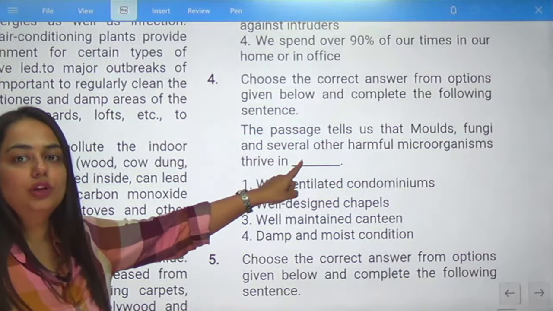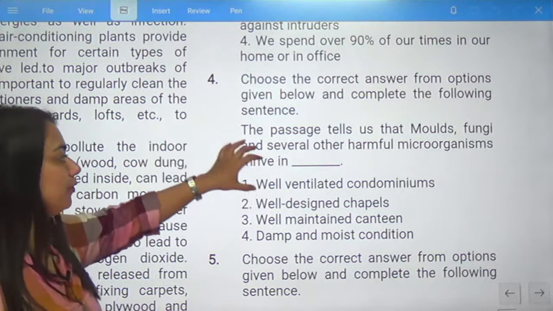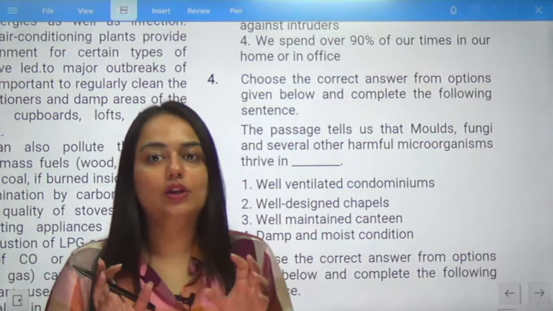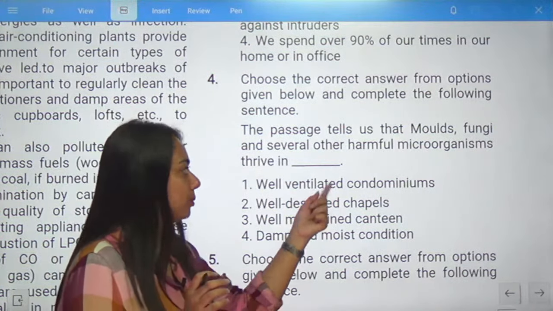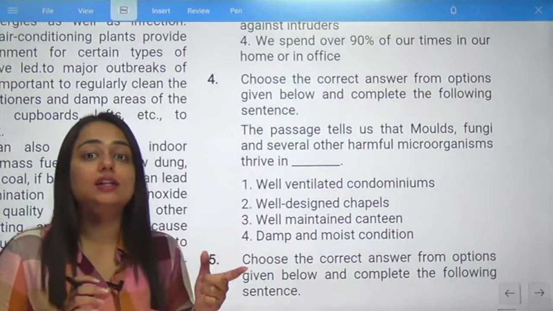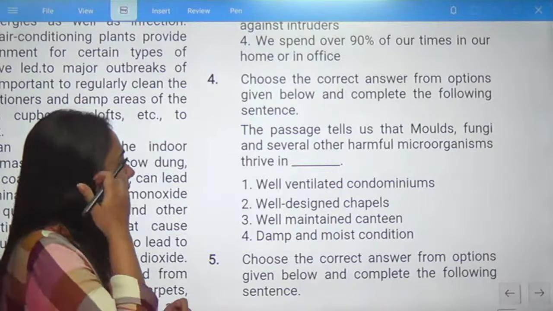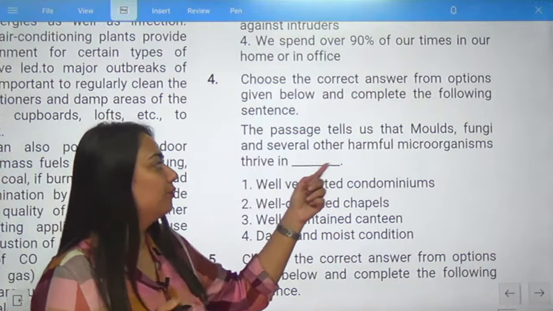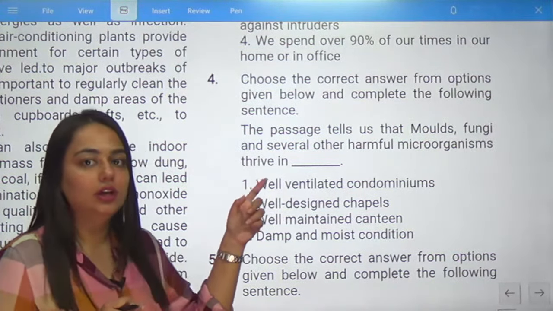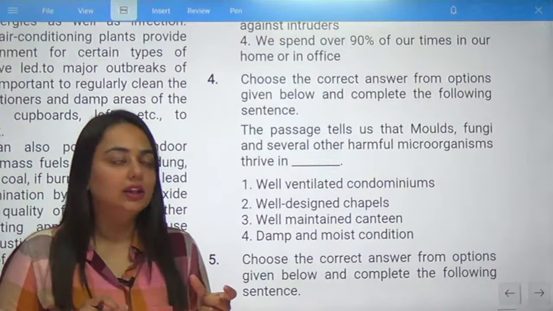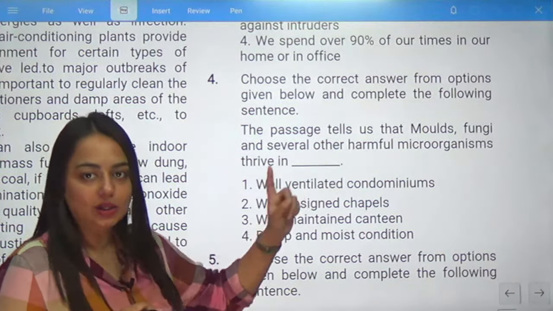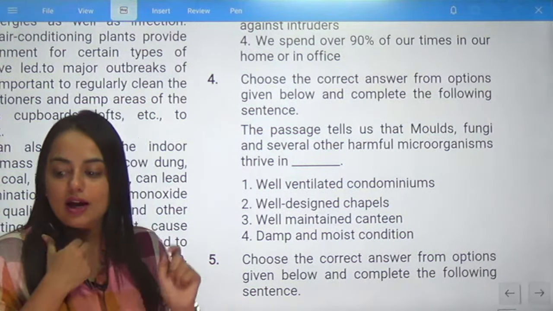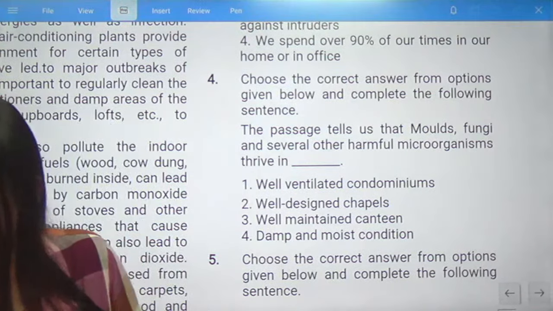Again, one more fill in the blank type of question. So जब fill in the blank वाले question आप देखो तो you have to see the facts also and you have to make sure कि grammatically वो option यहाँ पे fit होना चाहिए, redundancy या repetition ना हो. The passage tells us that molds, fungi and several other harmful microorganisms thrive in... Indoor pollution की अगर हम बात करें, passage में हमें दिया हुआ था, it's a direct question. Molds और fungi जैसे microorganisms कहाँ thrive करते हैं? कहाँ breed करते हैं? Let us see who is going to answer this one.